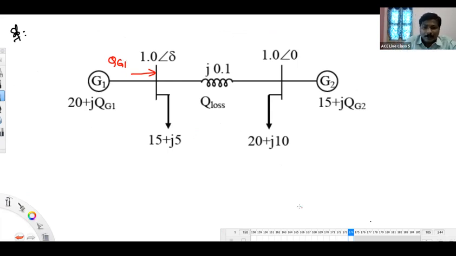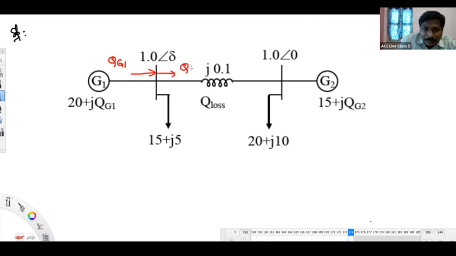For that bus 1, how many branches are connected? Why should there be an angle difference between the two buses? Because of power flow. Listen please. QG1: how many branches are connected? 3 branches. One is the generator branch, next one is the line branch, next one is the load branch. This injection is QG1.